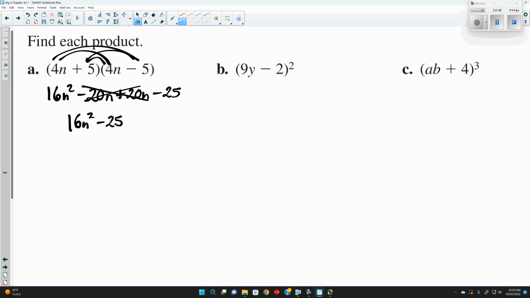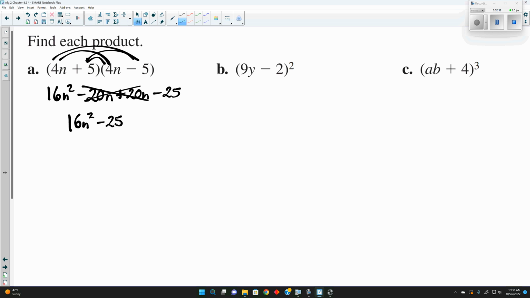Now this one here is a perfect square trinomial, which is in the form that, when multiplied out, is a squared minus 2ab plus b squared. It's just the general form. So for us here, if we worked it out, a squared, so 9y squared, would be 81y squared, minus 2 times a times b, so 2 times 9y times 2. So that would be 36y, plus b squared, would be plus 4.